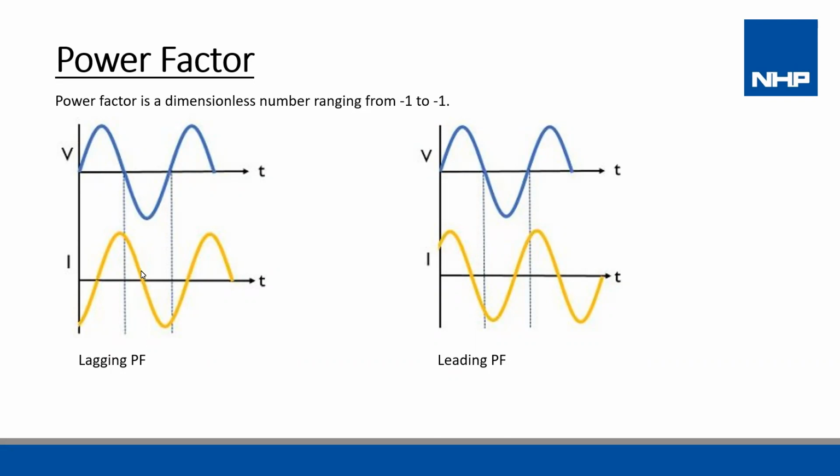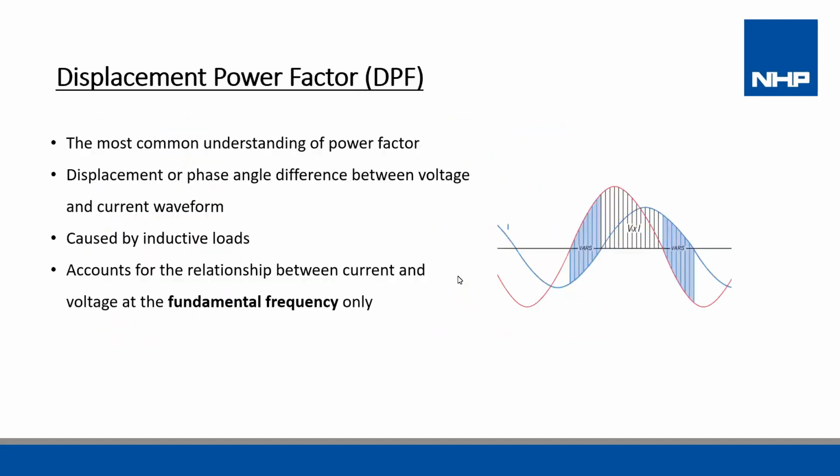This is referred to as lagging power factor. And in the figure next to it, the current encounters the 0 point of the time axis some phase earlier than that of the voltage. This is referred to as leading power factor and is due to capacitive loads, some types of electric motors, capacitors, and the like.